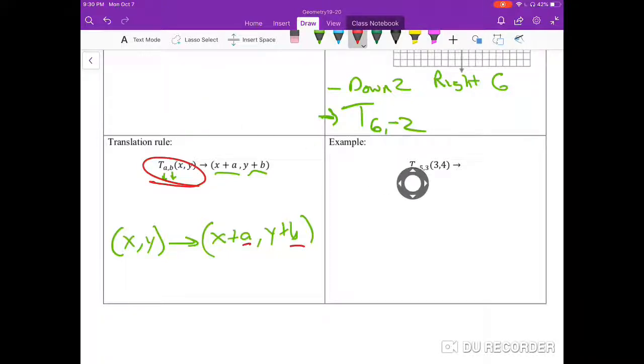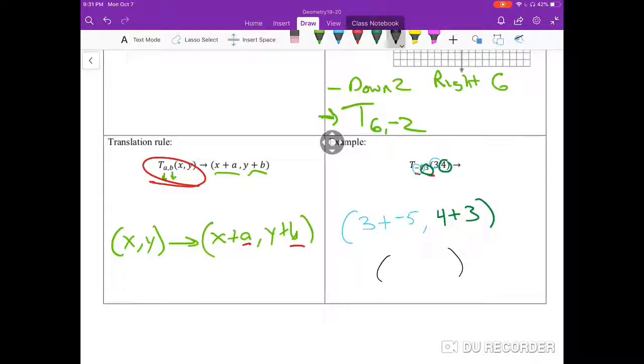So for our example over here, -5 is my A and 3 is my B. So all I have to do, and I'll do it in different colors here, I'll do the A and the x in this light blue. So I would do 3 plus -5. And then in green here, we would do the B, which is the 3 and the 4. I would do 4 plus 3. So my final point, or my final answer, would be -2, 7.